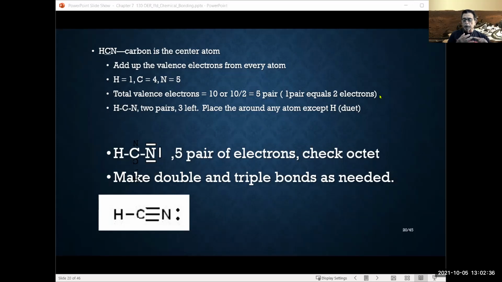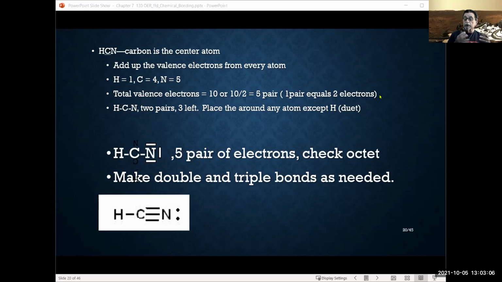Okay, so what we did was then add up the valence electrons that all of the atoms in the compound bring to the table, so to speak. In this case, we had HCN. Hydrogen brought 1 valence electron. Carbon brought 4 because it's in group 4. Nitrogen's in group 5, and therefore had 5 valence electrons. So we have a total of 10 valence electrons to work with.